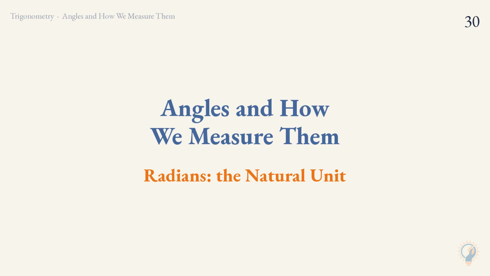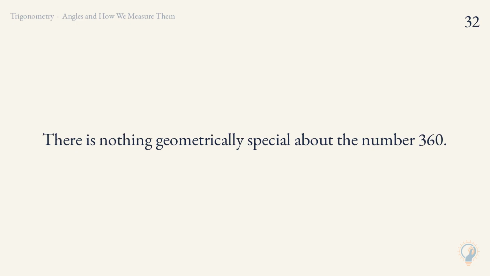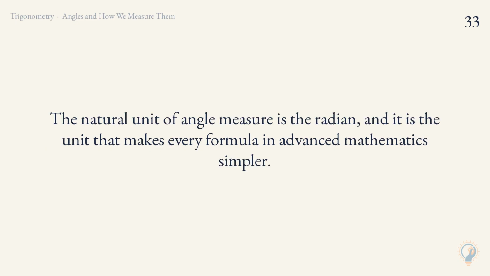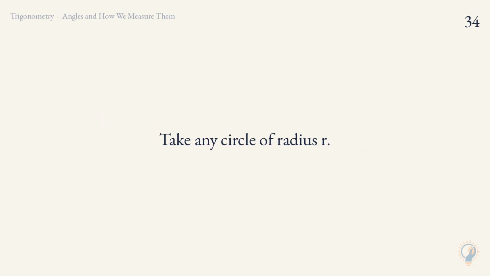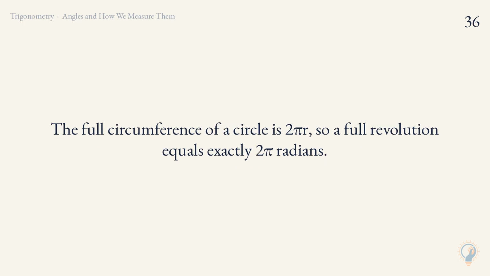Radians, the natural unit. Degrees are convenient and historical but they are arbitrary. There is nothing geometrically special about the number 360. The natural unit of angle measure is the radian, and it is the unit that makes every formula in advanced mathematics simpler. Take any circle of radius r. If you mark off an arc whose length along the rim is exactly r, the central angle subtended by that arc is defined to be 1 radian. The full circumference of a circle is 2 pi r, so a full revolution equals exactly 2 pi radians.